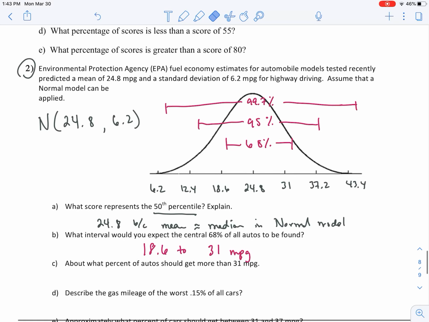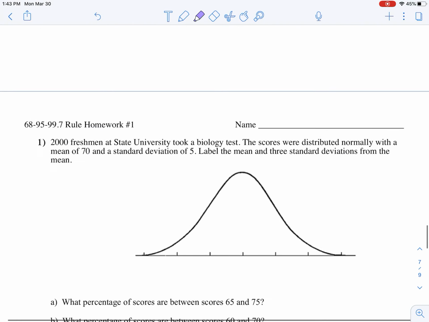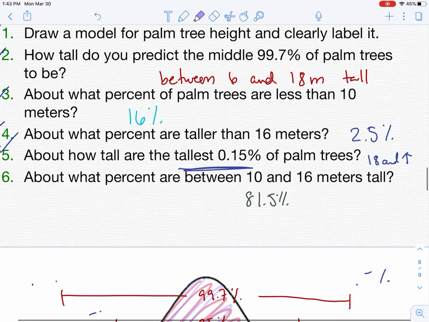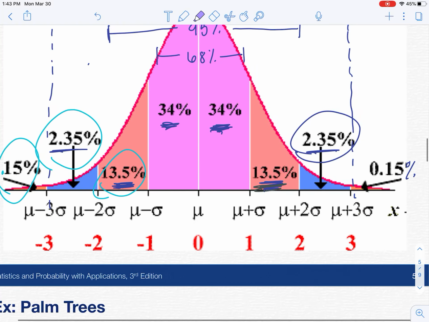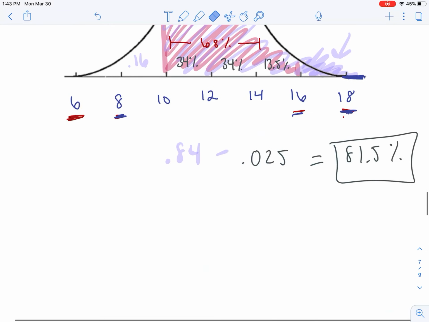Okay, about what percent of autos should get more than 31 miles per gallon? So I'm going to shade that in. That area right there that's in that lovely little lavender represents the more than 31 miles per gallon. So what percentage is that? I could look at my chart and it would tell me more than 1 standard deviation above the mean. That's all of this. That's 16%.